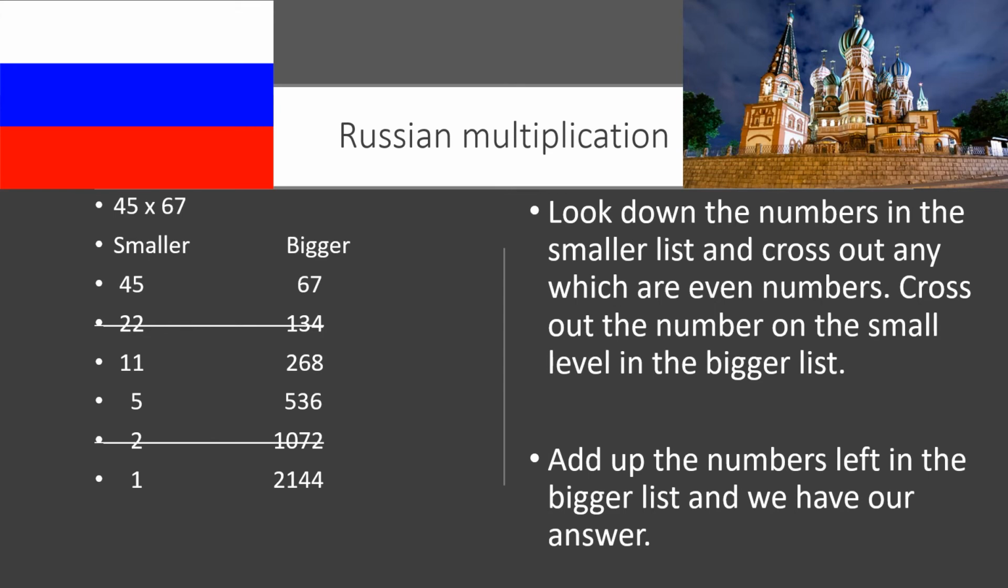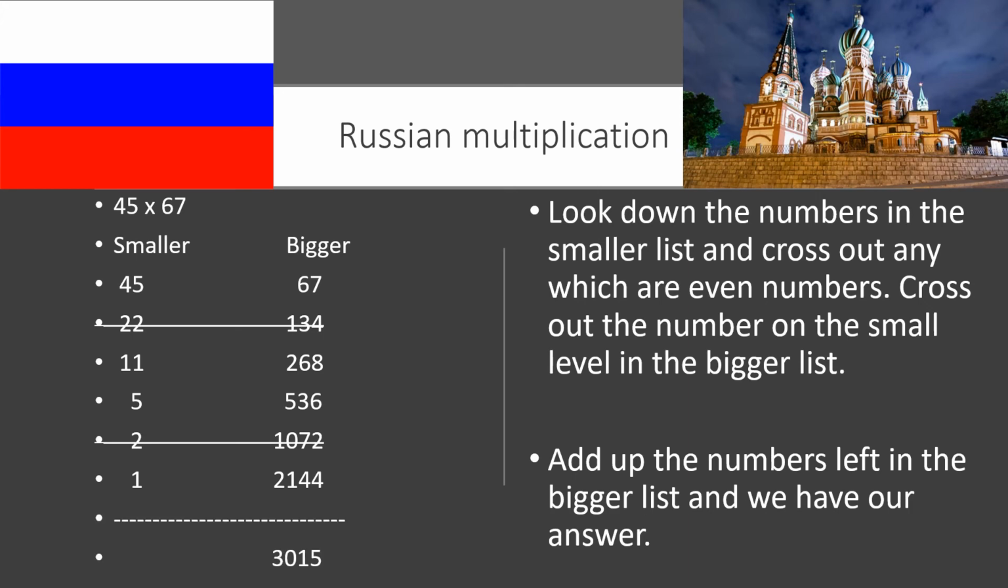The next step is to look down the list of numbers under the smaller column and just cross out any which are even. So the first number down, 45, was odd, we leave that. 22 is even, so we cross through that and cross through the 134, which is in the bigger column. Next one down is 11, odd, we leave that. 5, odd, we leave that. Next number is 2, which is even, so we want to cross that one out. And the last number is 1, which is odd, so we're going to leave that as well. Now we're going to add up the numbers which are in our bigger column.